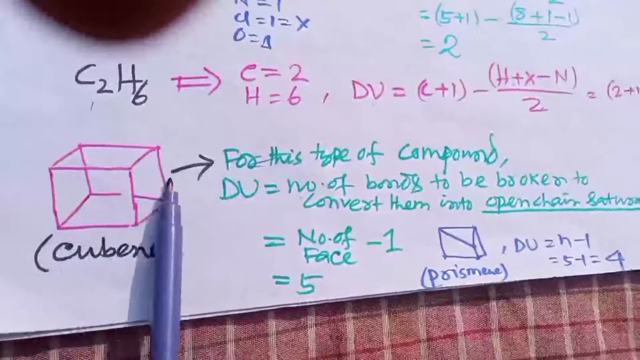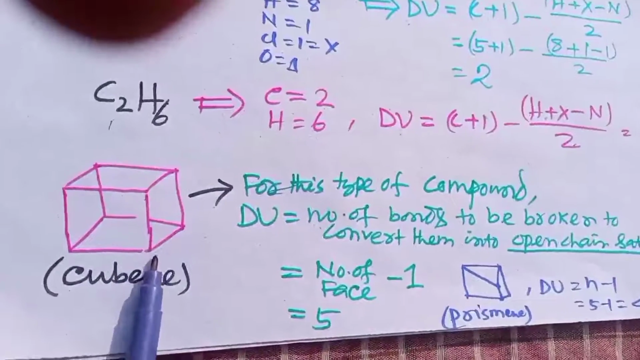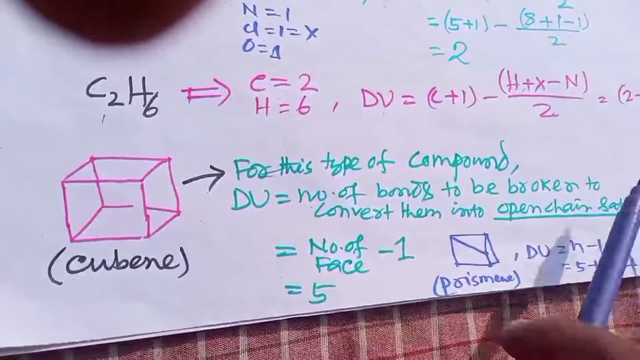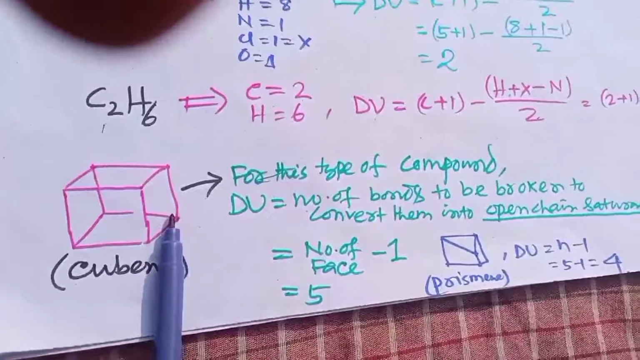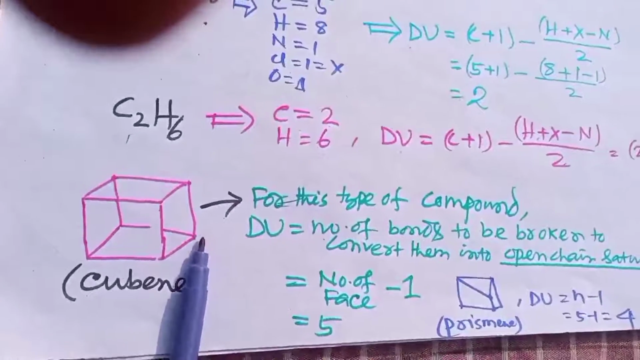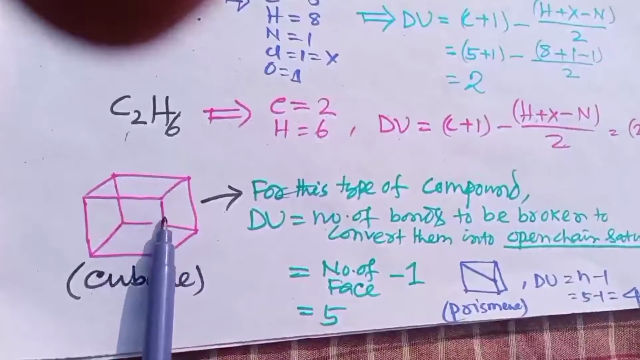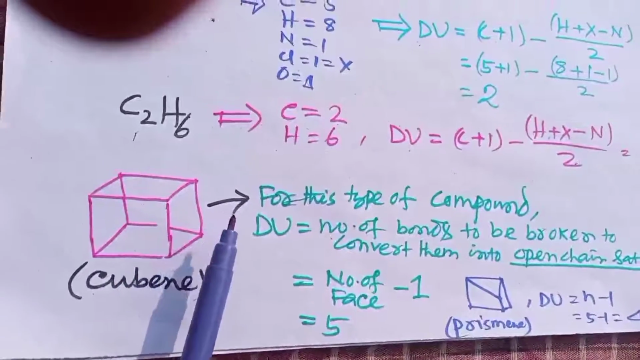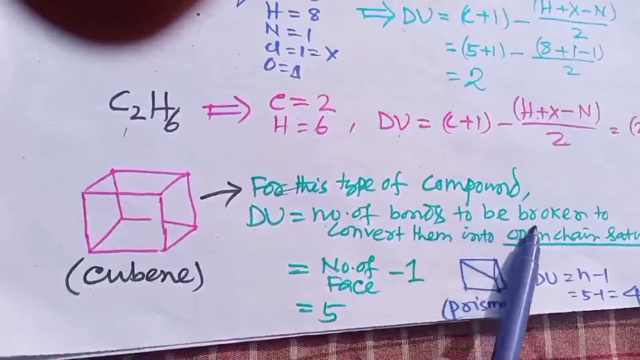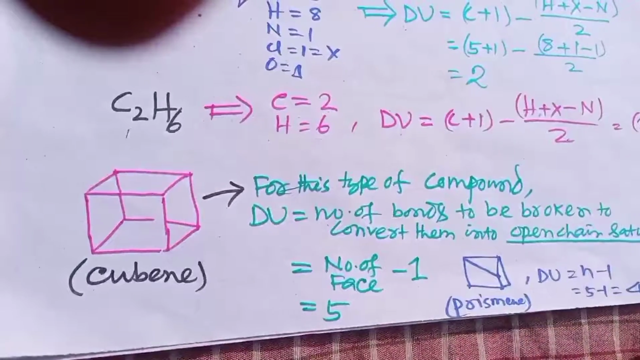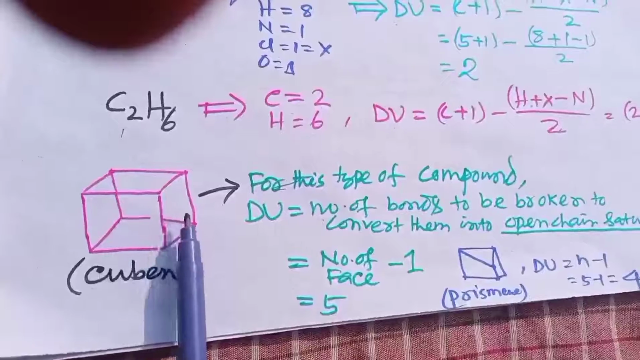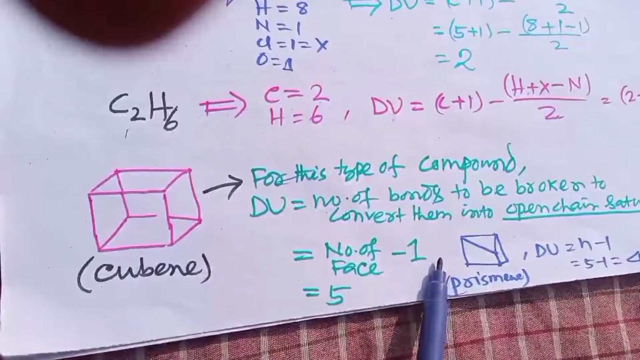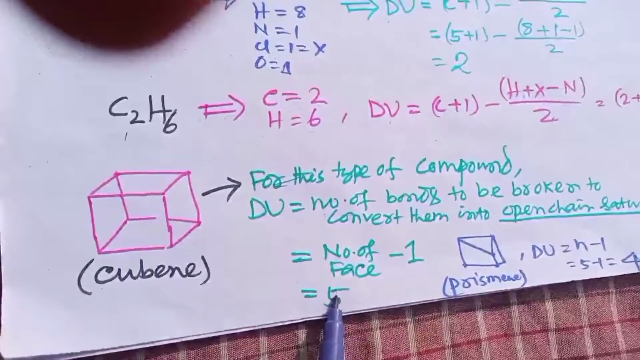For compounds like this cubane, this is a cyclic compound. For this type of compound, your DU will be the number of bonds to be broken to convert it into an unsaturated compound. This compound contains 6 faces, so its DU might seem to be 6, but it is not. If we break 5 bonds, then it will get converted into an unsaturated compound. So its DU will be 5. This is the basic definition: the minimum number of bonds that should be broken to convert a given compound into an unsaturated compound. For this type of compound, DU is equal to number of faces minus 1. So this compound has 6 faces minus 1, that will be 5. So DU is equal to 5.